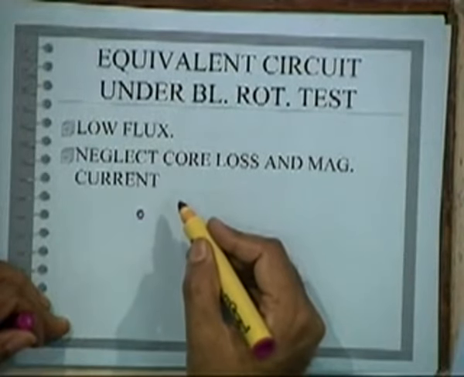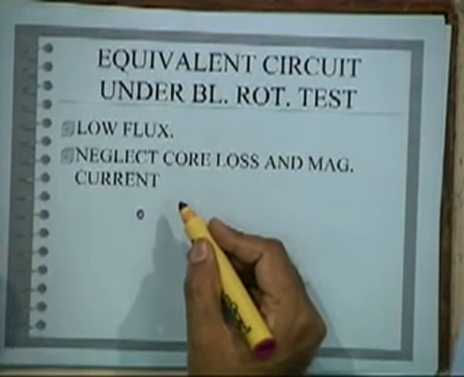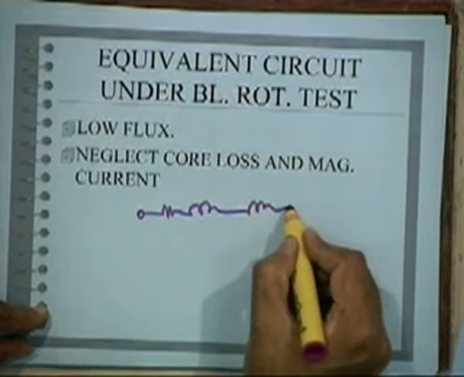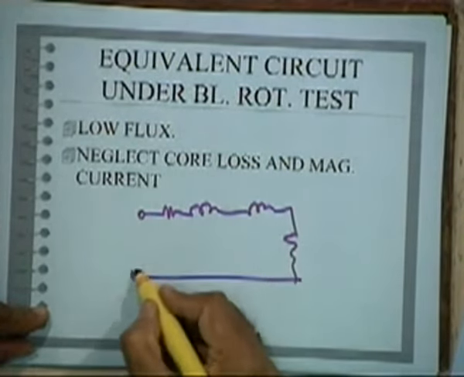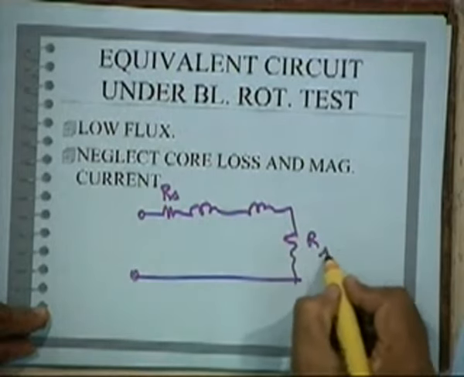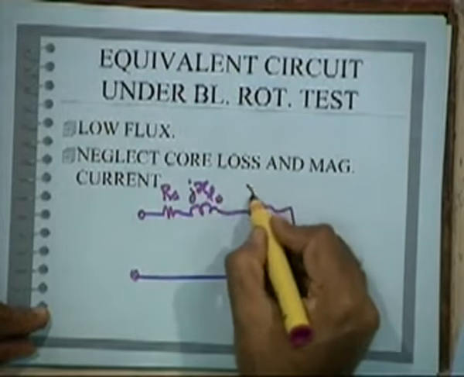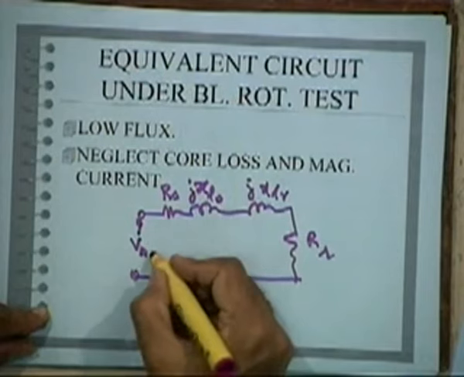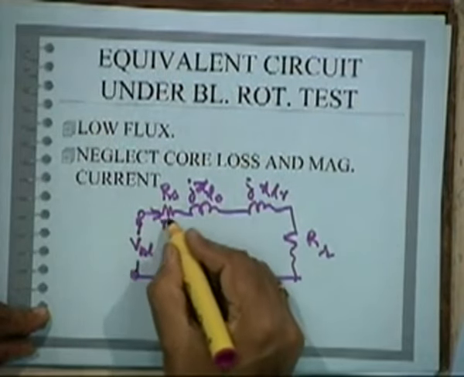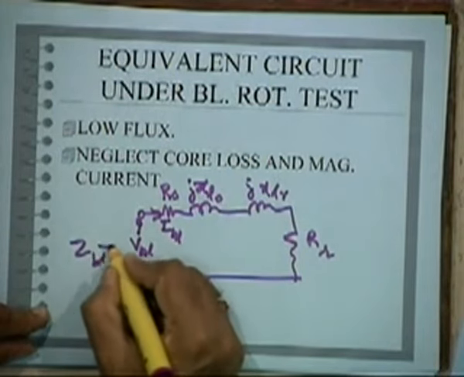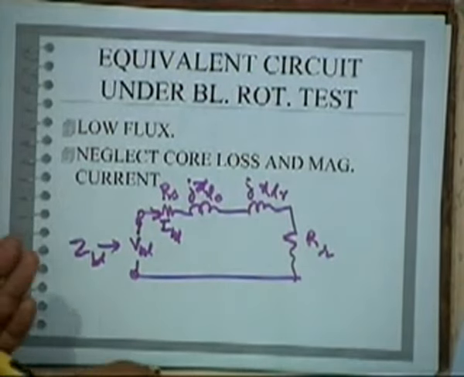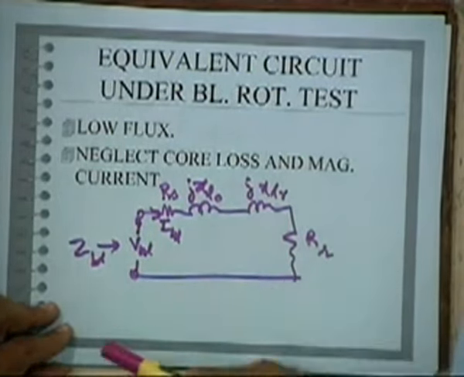Here S equal to 1, so RR by S is very small and the XM and RC are very high, therefore we neglect that. So this is your equivalent circuit: RS, RR, jXLS, jXLR. This will be V blocked rotor, I blocked rotor, and you will have Z blocked rotor. Because you have neglected the core loss, because that impedance is very high compared to the rotor circuit, right.